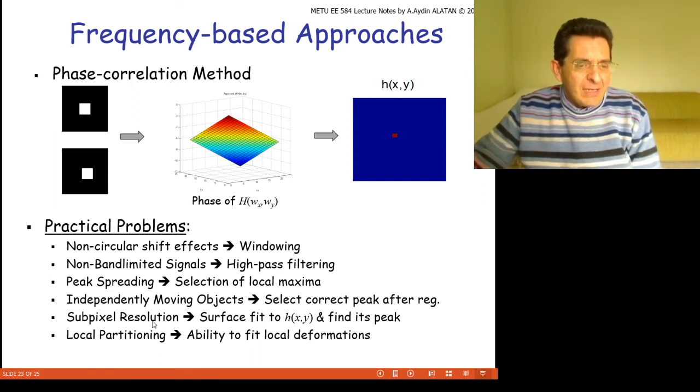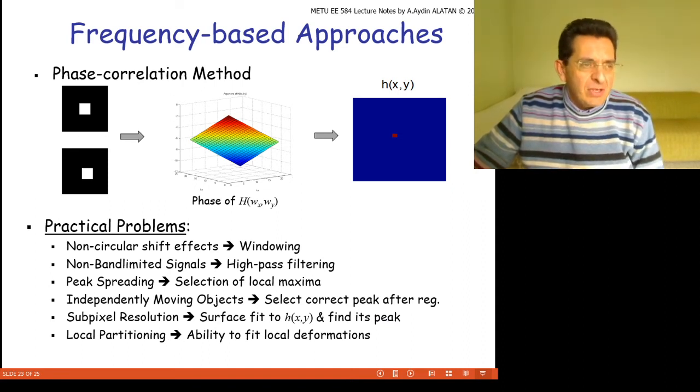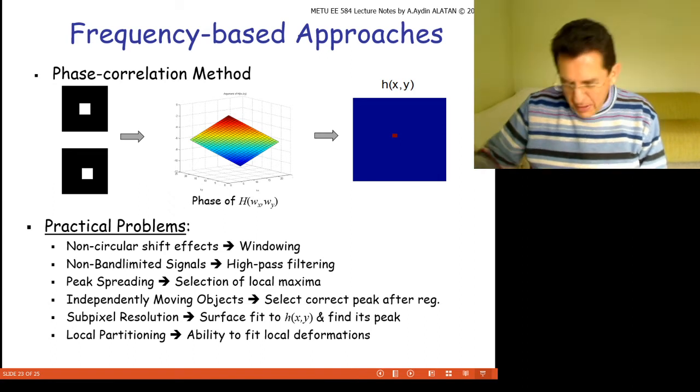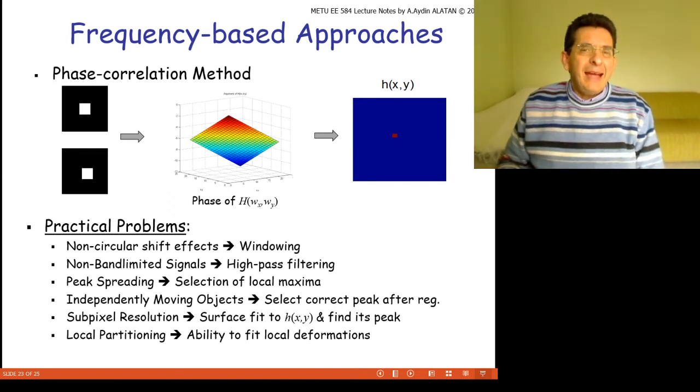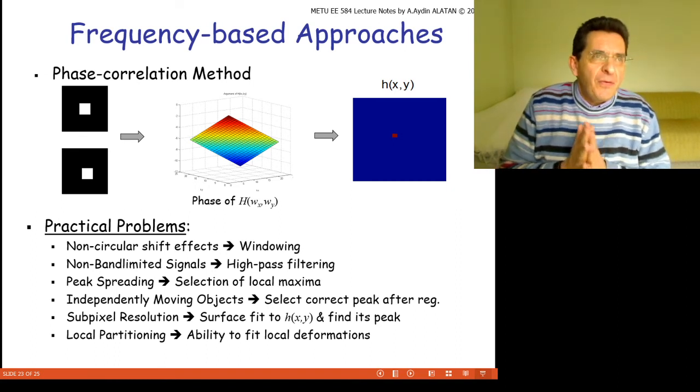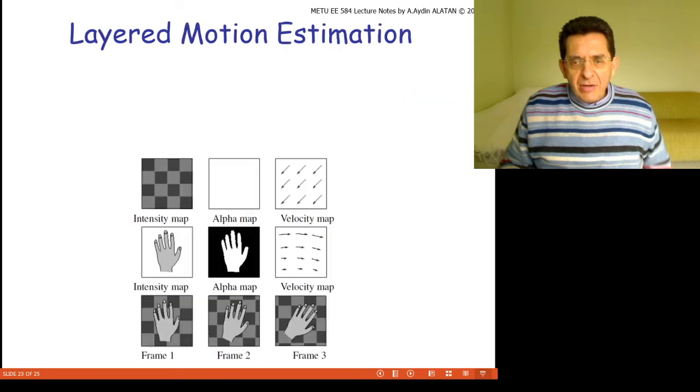Now for subpixel resolution, as I said, fitting a surface will do the job, okay. You can find the peak afterwards. And for local partitioning, not necessarily the whole image is moving with the same translation. If you divide it into some local patches, the result will be much better. Okay, that's the frequency-based techniques for finding the unknown displacement between frames. I will come to that later on in my tracking part.